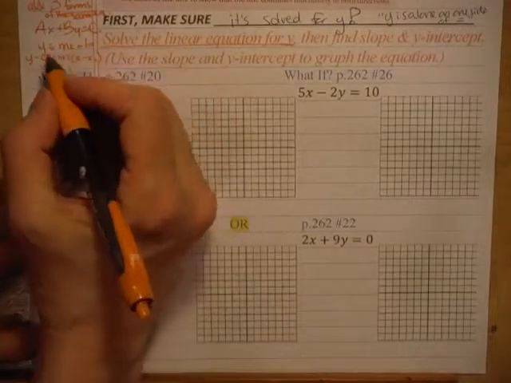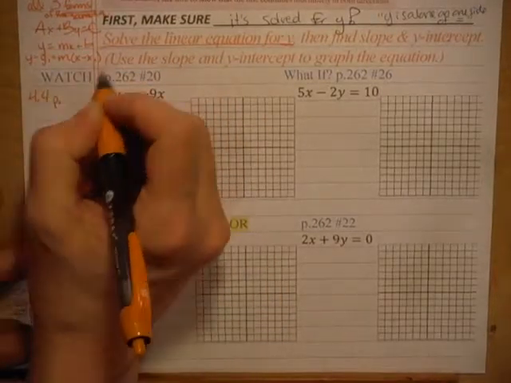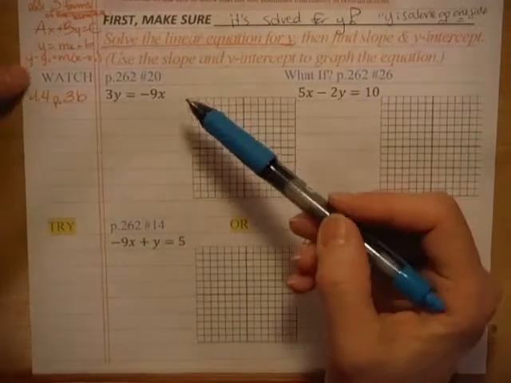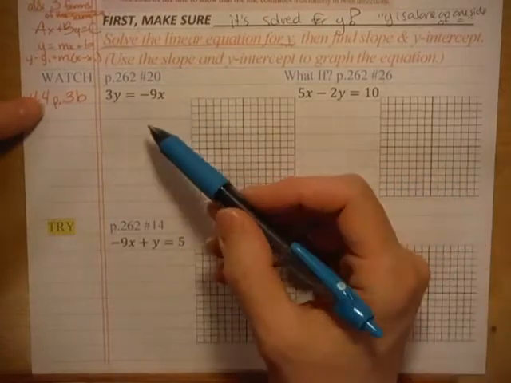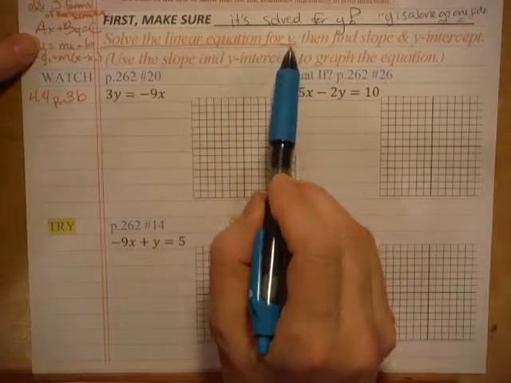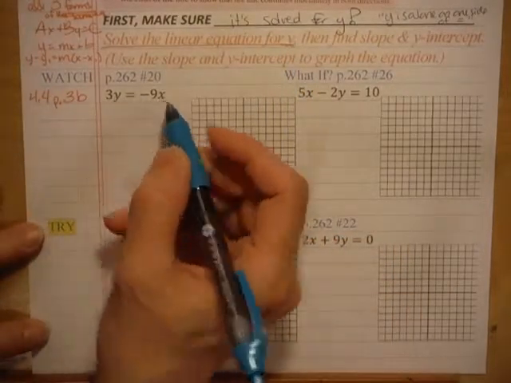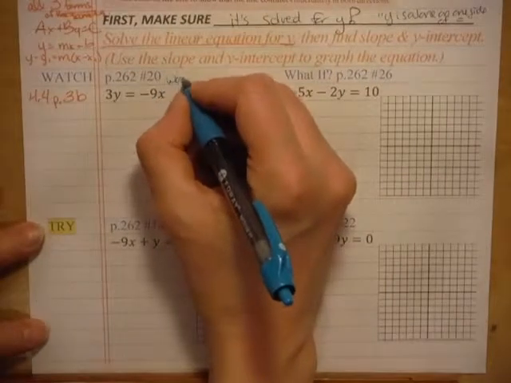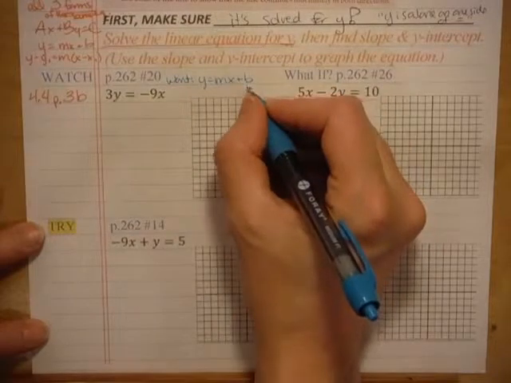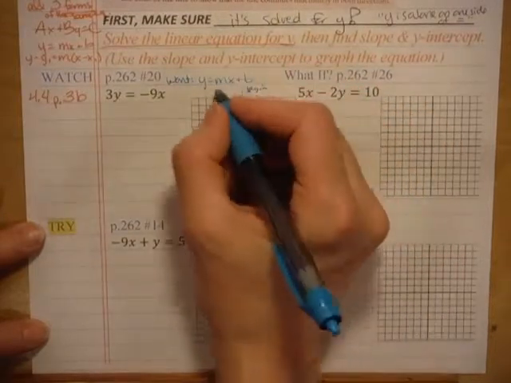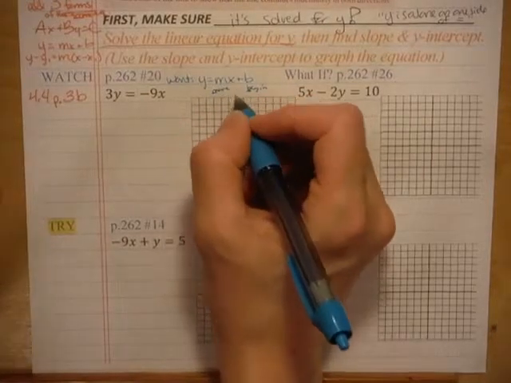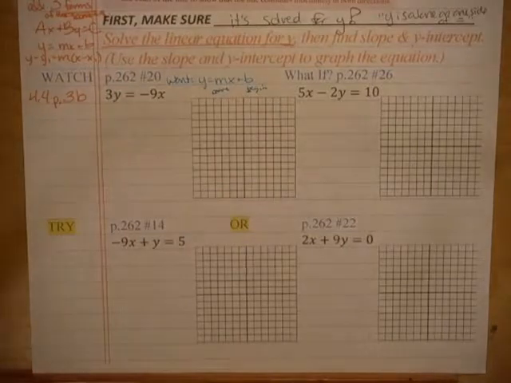Okay, so here we are in 4.4, page 3b, and we've got several equations, and the instructions remind us we need to solve it for y first. So let's start with 3y equals negative 9x. And let's keep our goal in mind, that's always a good idea: we want it to be y equals mx plus b, because then this is where we can begin our graph on the y-axis, and the m value will tell us how we can move along the line to another point, connect those dots, and we're done with the graph.